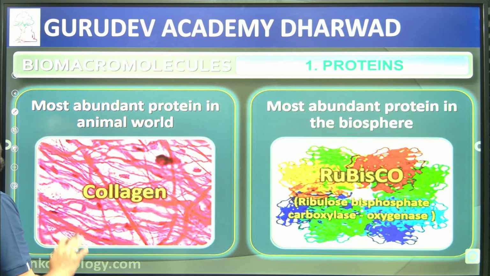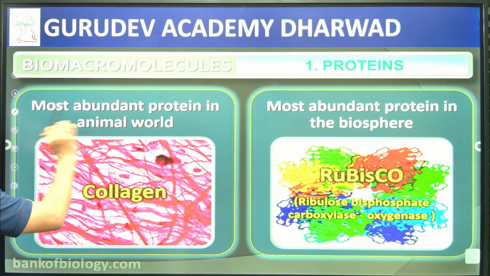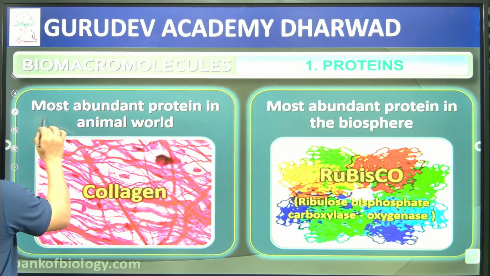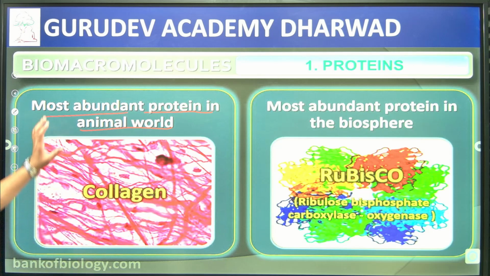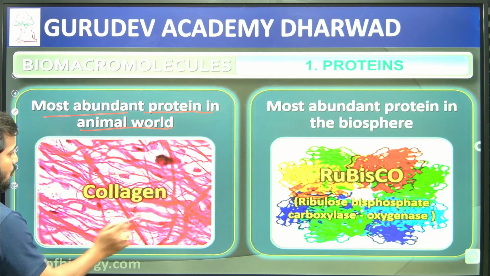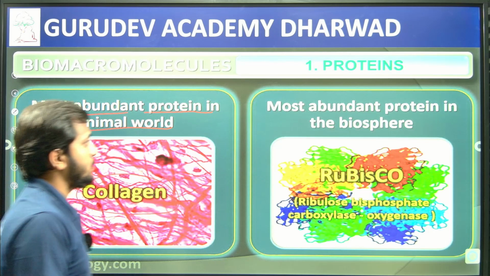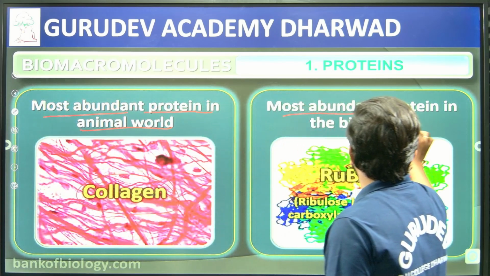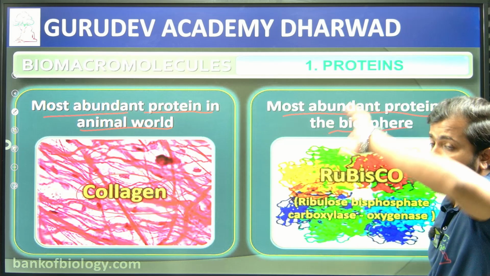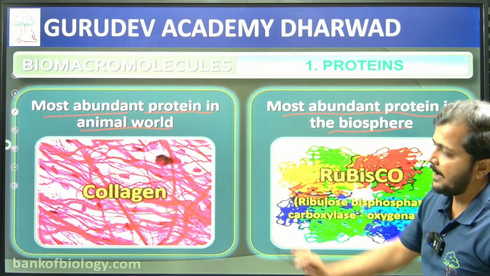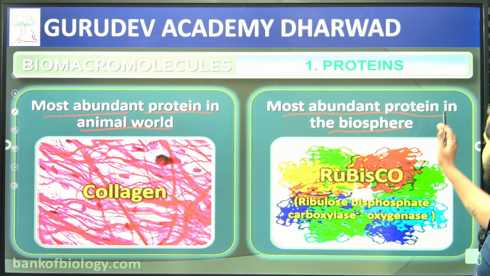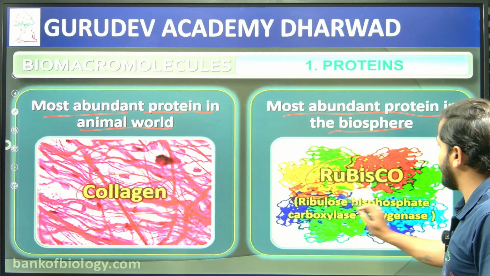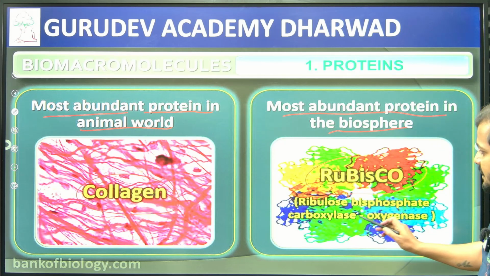Then for proteins, you should remember these two names. The most abundant protein in the animal world is collagen. And the most abundant protein in the whole biosphere, including plants and animals, is Rubisco.